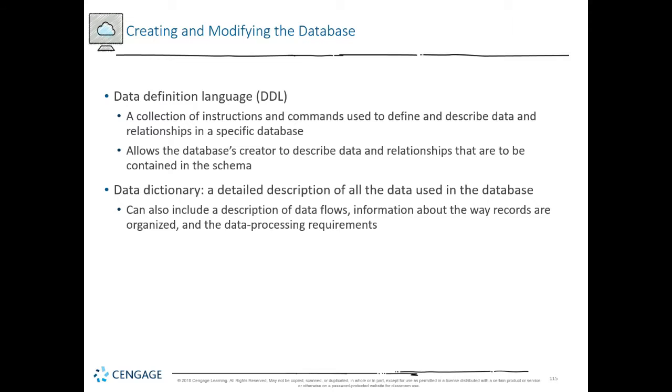Creating and modifying a database. Data definition language, DDL: a collection of instructions and commands used to define and describe data and relationships in a specific database. It allows the database creator to describe data and relationships that are to be contained in a schema. Data dictionary: a detailed description of all the data used in the database. It can also include information about the way the records are organized.